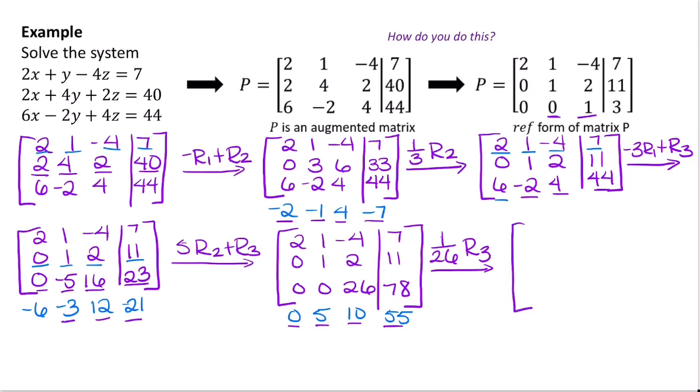1. So once again, I'm going to copy down row 1 and row 2 because those are not going to change. And now let's do 1 over 26 times row 3. So 0 times 1 over 26 is 0. Once again, we have another 0. And then 26 times 1 over 26 gives me that 1 that I needed. And then 78 times 1 over 26 is basically 78 divided by 26, which is 3. Okay? And that's how we get this augmented matrix that we had here, this matrix P, into row echelon form.